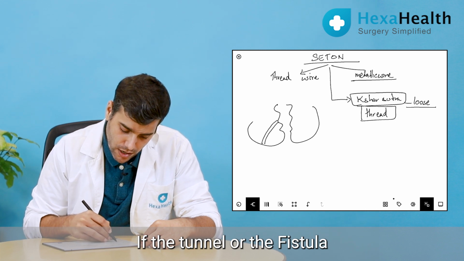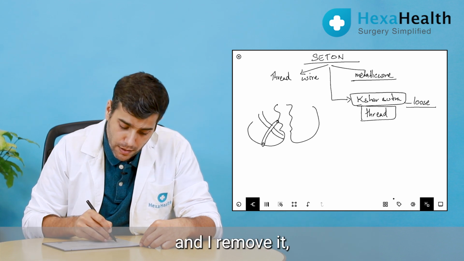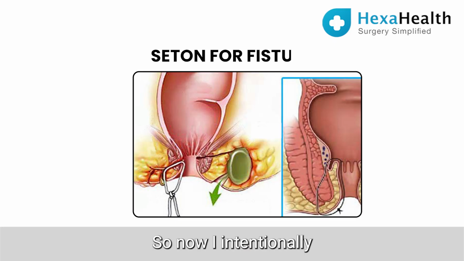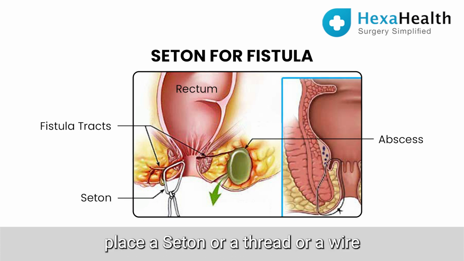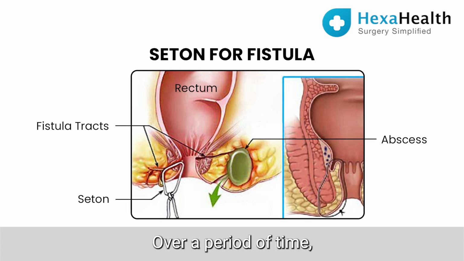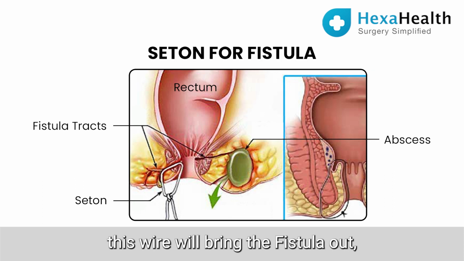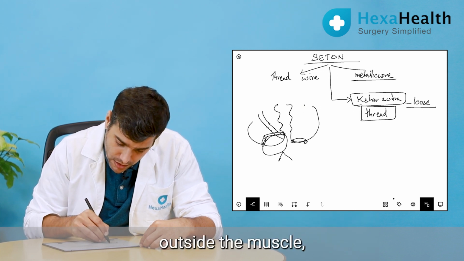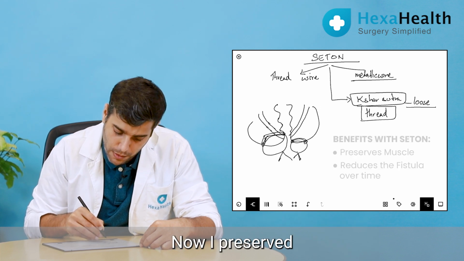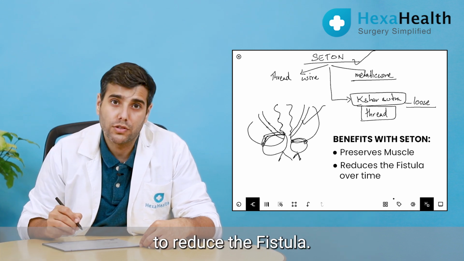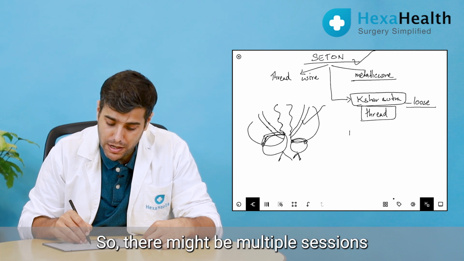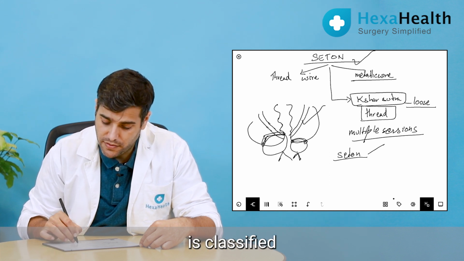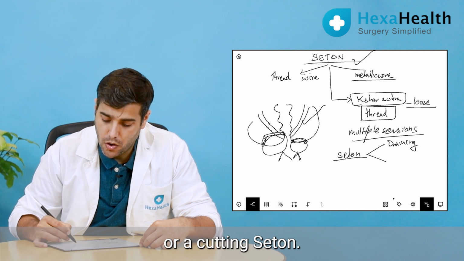If the tunnel or the fistula is crossing the muscle and I remove it, that means I am going to injure the muscle. So now I intentionally place a Seton or a thread or a wire in this fistula. Over a period of time, this wire will bring the fistula out because there is a wire here. Over a period of time, the fistula will be outside, the muscle will be preserved, and there will be a Seton. Now I have preserved the muscle and the Seton has done its work to reduce the fistula. But this is over a period of time. So there might be multiple sessions of Seton. This Seton is classified as a draining Seton or a cutting Seton.